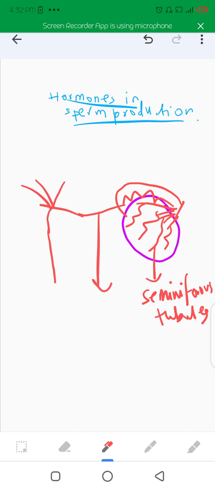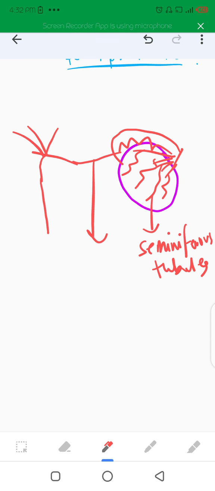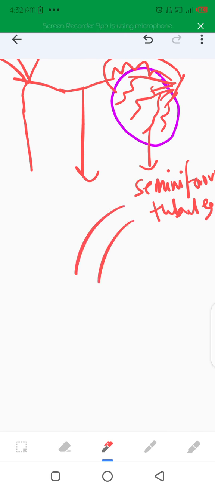This is the vas deferens, and the vas deferens then meets with several secretions and the ejaculatory duct, and then joins with the urethra and then out to the penis. Okay, so this is a rough sketch of the male reproductive system. So let me zoom into the seminiferous tubules a bit.